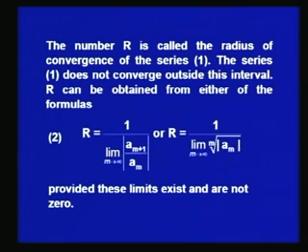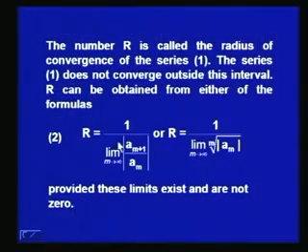The value of r can be obtained from one of these two formulas, that is r equal to 1 over limit m tends to infinity mod of a(m+1) over a(m), or r equal to 1 over limit m tends to infinity mth root of mod of a(m), provided these limits exist and are not 0. If these limits are 0, then the series converges only at the center.